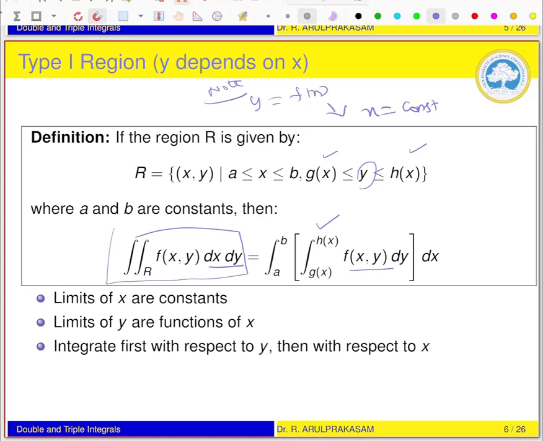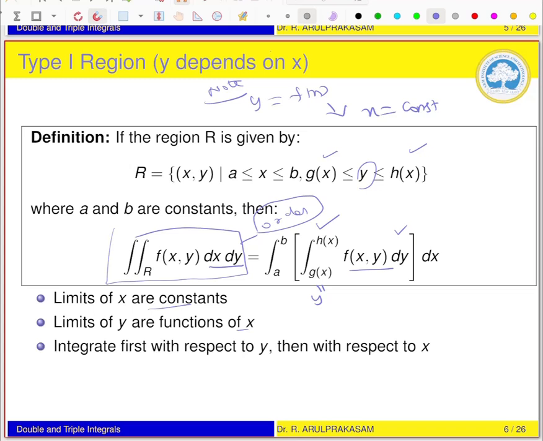Here any function is given, and y is a function of x. y depends on x. So the inner integral must be the y variable limit, and x must be constant. This is very important. In the defined form of the double integral, where the x limits are constant and the y limit is a function of x, integrate first with respect to y and then with respect to x. This procedure we call the order of integration. What do you mean by order? Order means first I integrate with respect to x and then y, or y and then x.